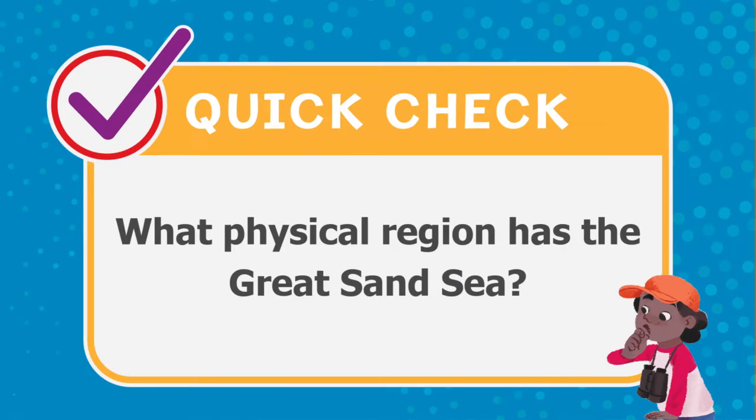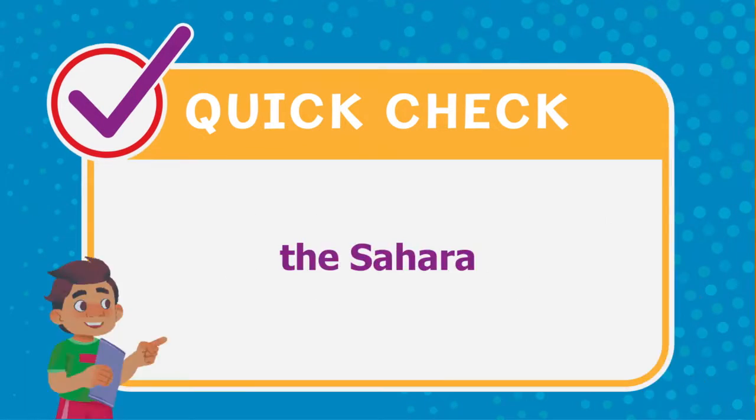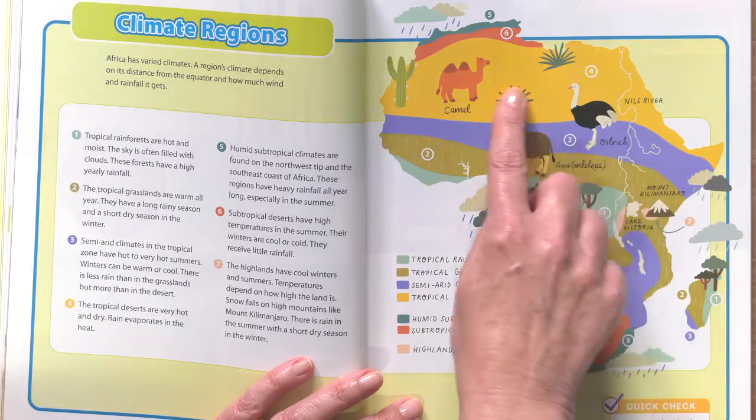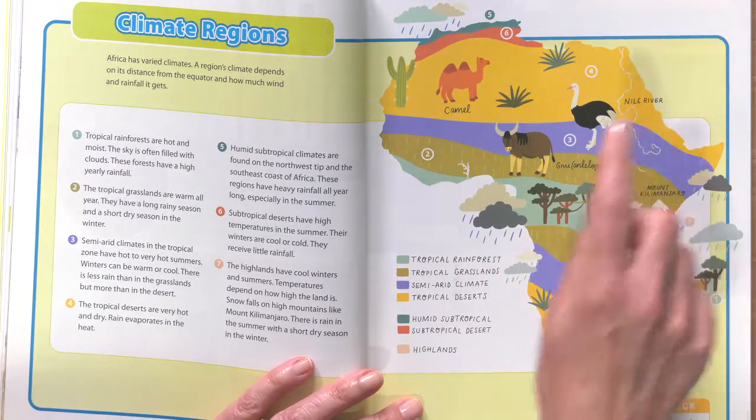There's our quick check. What physical region has the Great Sand Sea? Do you remember the answer from our last lesson? What is it, Martine? The Sahara. That's right. The Sahara is located in this area right here, in the tropical desert, in the Sahara.